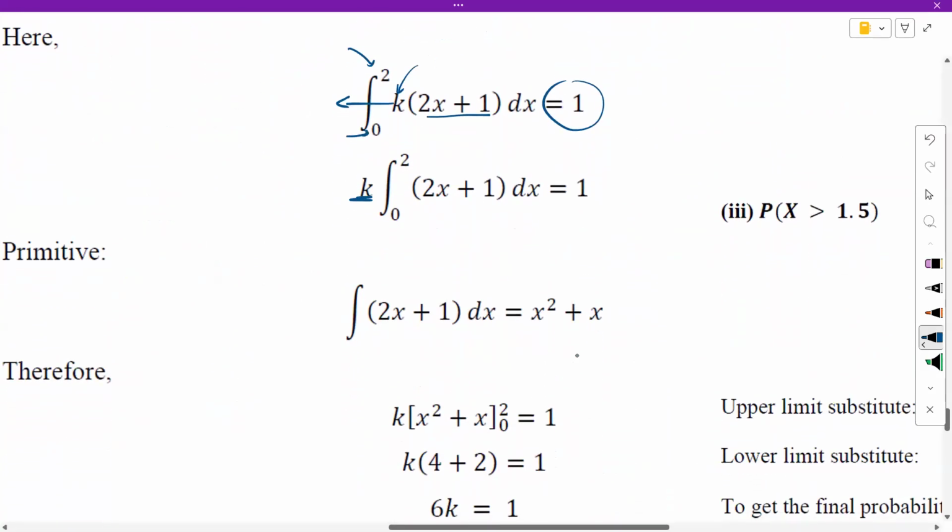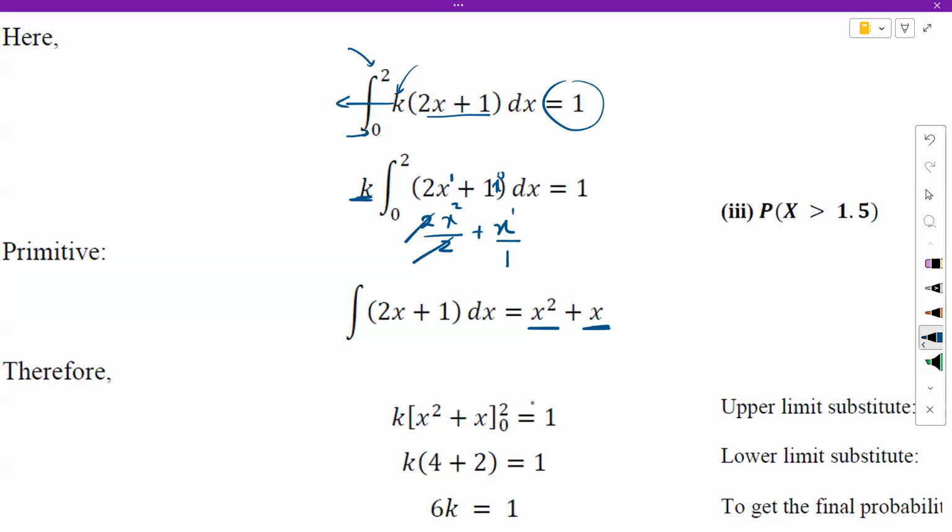Now we find the primitive form, right? How? Here for x, 2x, then 1 here, and x to the 0 here. Then when we write this, 2x over 2, and here plus x over 1. So if we cut this 2, then x squared plus x. So this is the primitive form.